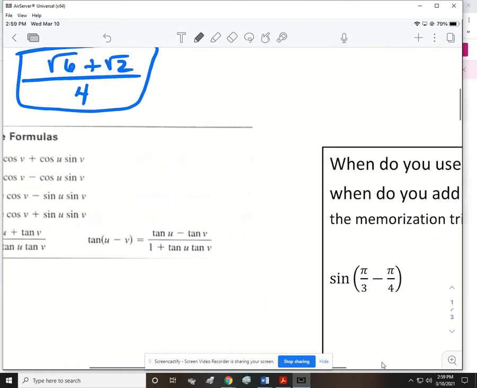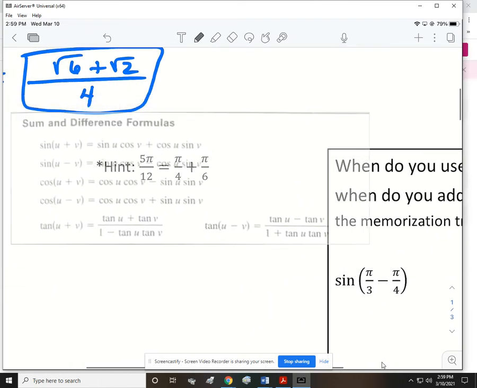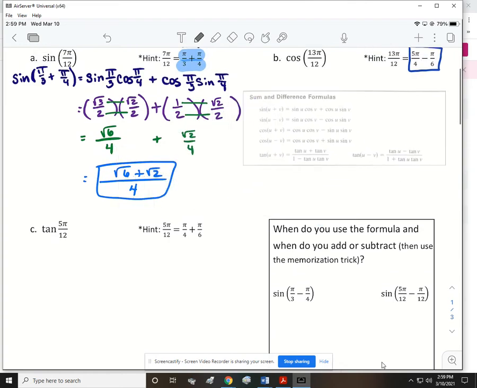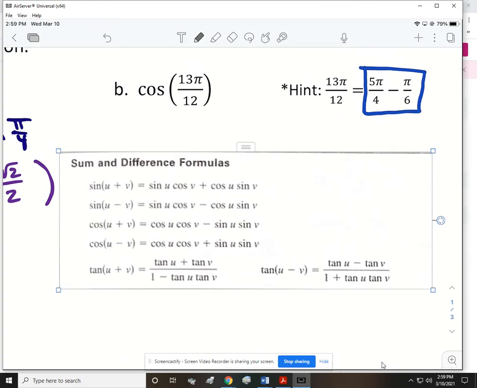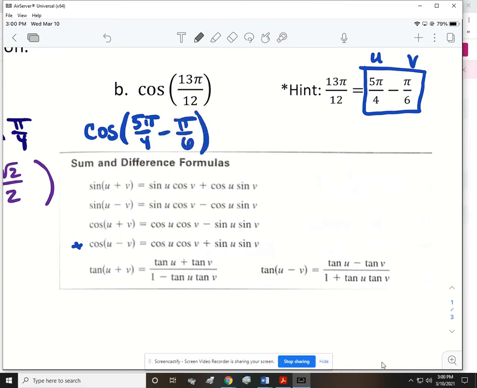Okay, so let me grab this guy and move it up for a second. Okay, so we're going to do the cosine of two angles subtracted. So U is going to be 5 pi over 4, and V is going to be pi over 6. All right, and the cosine of two angles subtracted is this one right here. So it's going to be the cosine. I'm going to go ahead and rewrite 13 pi over 12 as 5 pi over 4 minus pi over 6.